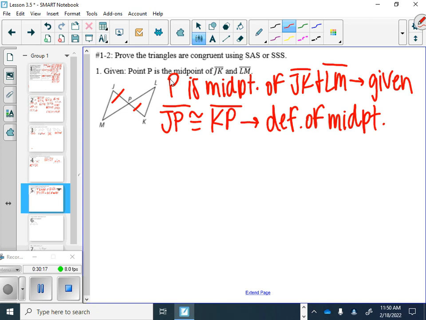So what's happening to LN? It's also being cut in half. Okay? So that means NP and LP have to be congruent to each other because P is the midpoint of that line. Alright? So NP and LP are congruent to each other, once again, by the definition of midpoint.